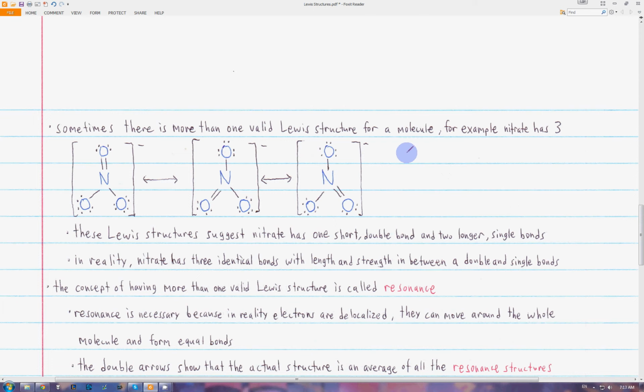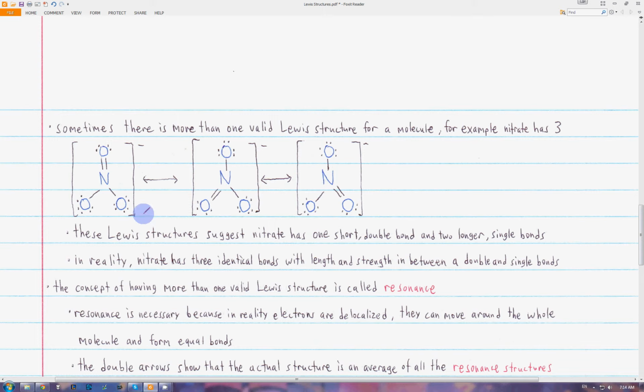In this video we're going to be talking about what happens when you have more than one possible Lewis structure for a molecule. So here we have nitrate, and if we draw the Lewis diagram, we find that we need to have one of the nitrogen-oxygen bonds be double, but there's no way to tell which bond should be the double bond. So we can place the double bond in any of these three positions.